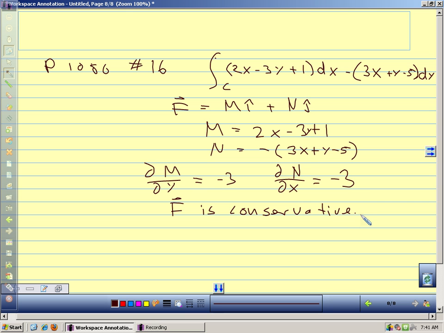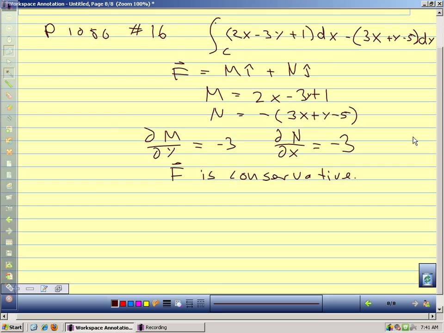So right away, what do we know about the line integral of A and C? They're 0 because we have a closed path. A and C? Wait, you mean A and D? I'm sorry, A and D, yes. A and D equal 0 because they're closed paths. We didn't have to do anything.